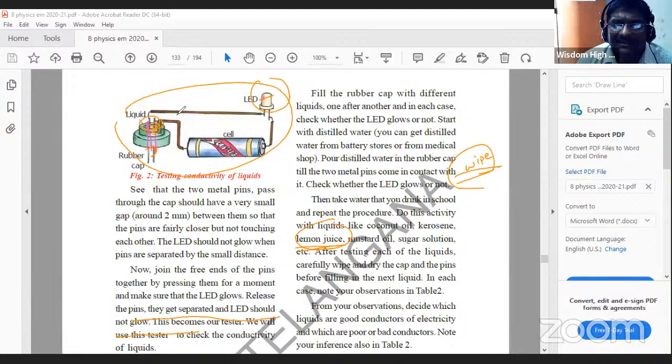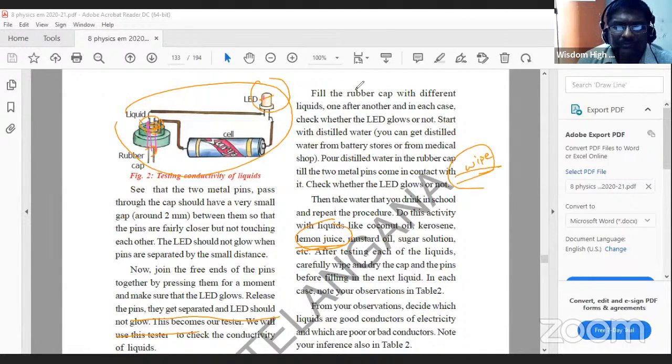Here, the rubber cap of the injection bottle. Next, electrical connectors are there. Next, the LED bulb is there. These we have to use, and different kinds of solutions: coconut oil, kerosene, lemon juice, mustard oil, sugar solution. And what precaution should we follow? The gap between the two pins should be 2 millimeters. We should take a small gap in between the two pins.